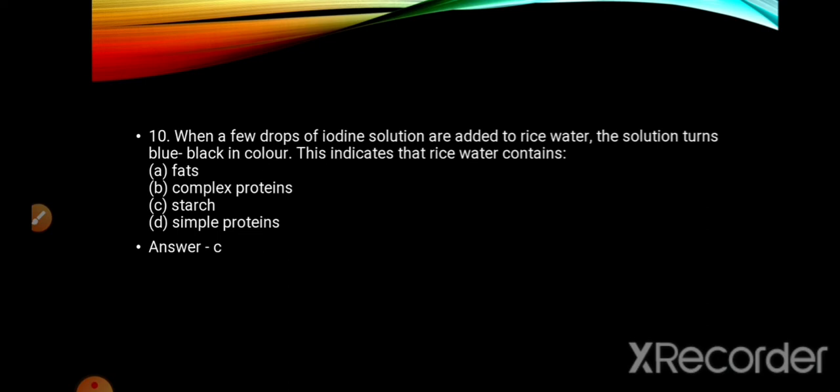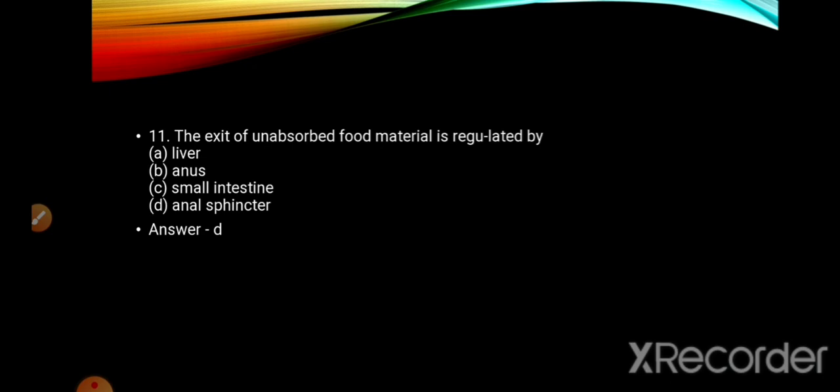Okay, that is clear. Okay, the next question is, the exit of unabsorbed food material is regulated by. So the unabsorbed food material is regulated.